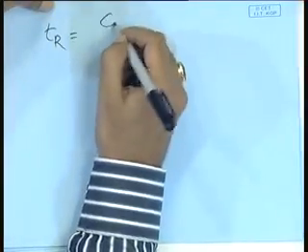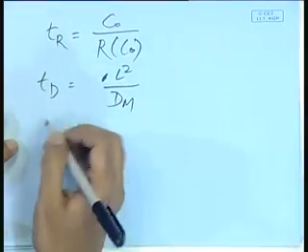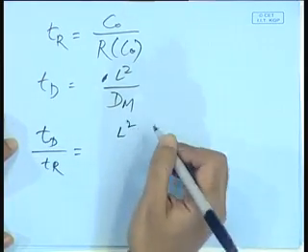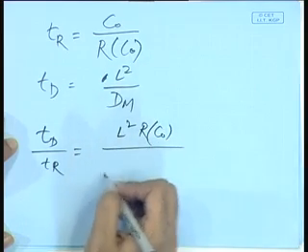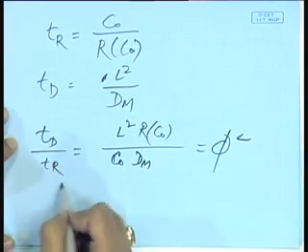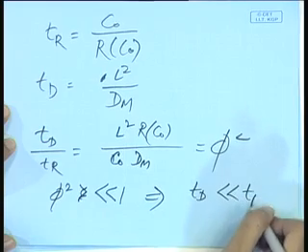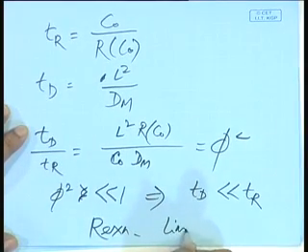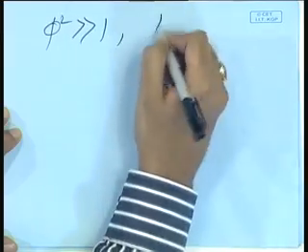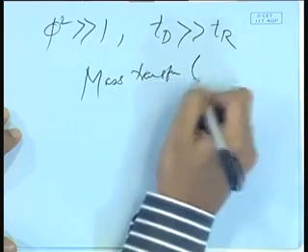the reaction time scale was C naught over R C naught. The diffusion time scale was L square over D m, and then we got the ratio T d over T r, I think, L square R C naught over D m C naught, right. Is that what we got? This is my Thiele modulus, right. So, for phi square much less than 1, it implies that T d is much smaller than T r, and the system is reaction limited, right. For phi square much greater than 1, T d is much greater than T r, and the system is mass transfer or diffusion limited.